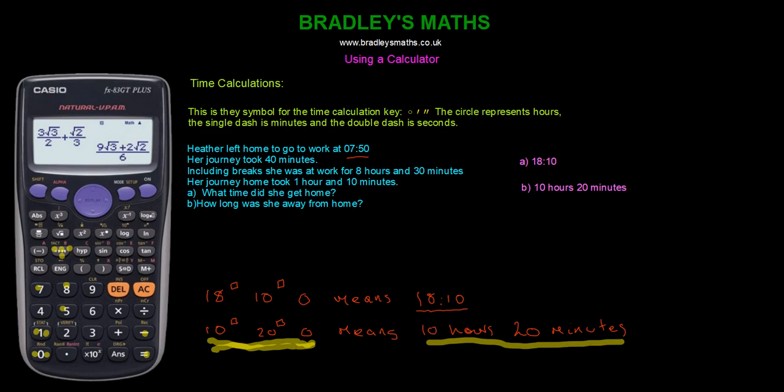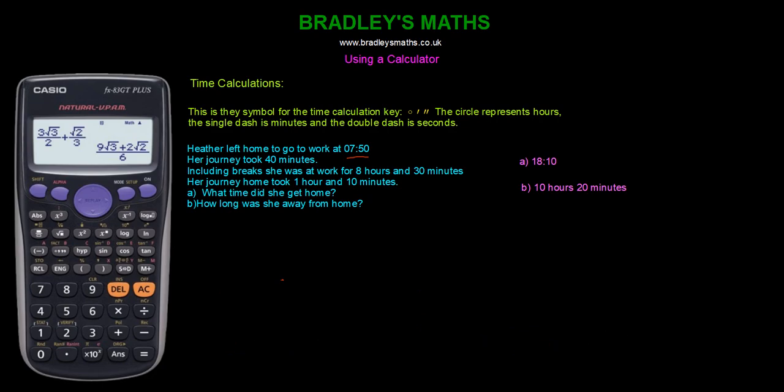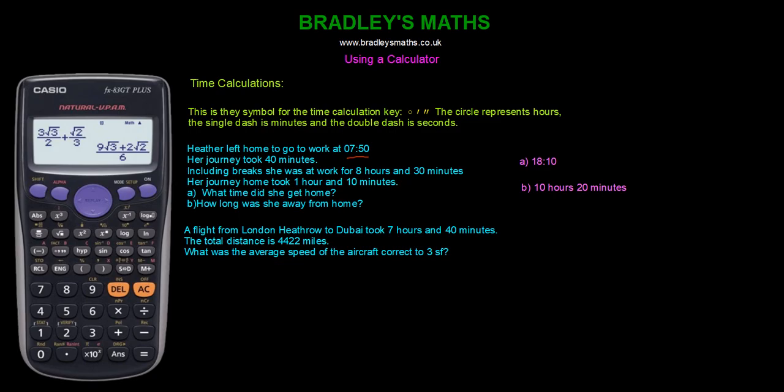Now, I'm going to do a bit of erasing here. Let's get rid of all those. And I'm going to take out all of this, because what I'm going to do now is show you a second question. A flight from London Heathrow to Dubai took 7 hours and 40 minutes. The total distance is 4,422 miles. What was the average speed of the aircraft? Correct to 3 significant figures.